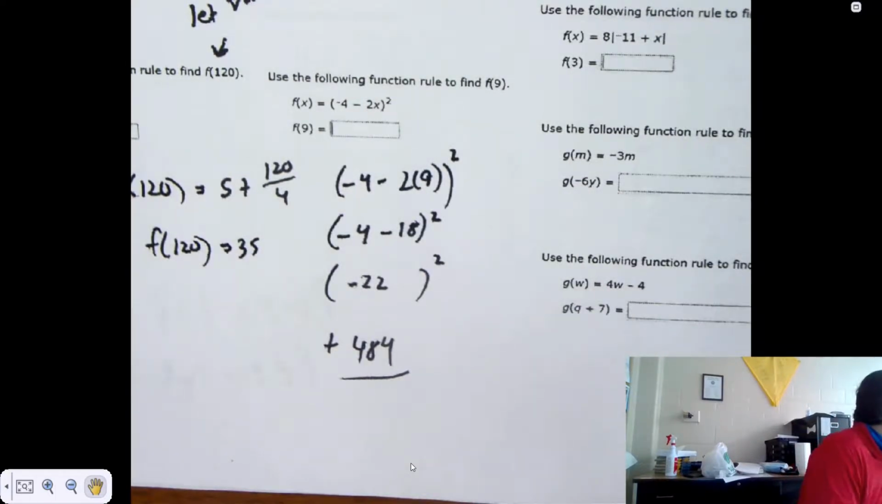You guys gonna have any problems with that? Just plug in numbers. And if you got to use a calculator, I guess you got to use a calculator. Just be careful about how you use your calculator.